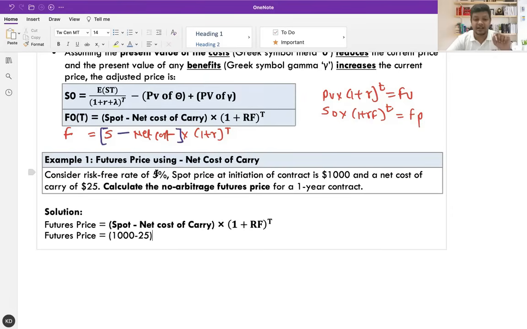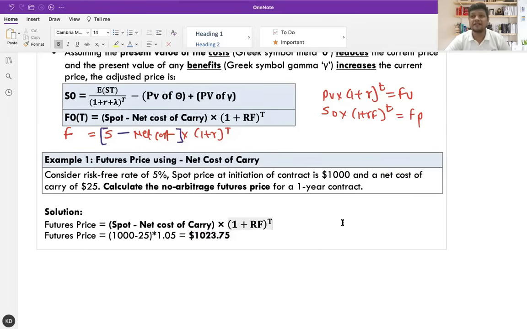So what is the risk-free rate? 5%. And the contract is for 1 year. So they have asked me to calculate the no-arbitrage future price. No-arbitrage future price means a theoretical or intrinsic future price, means what should be the price. So this I will multiply with 1 plus risk-free rate, that is 1.05 for 1 year. So basically I'll get 1023.75. This should be the price of the contract.